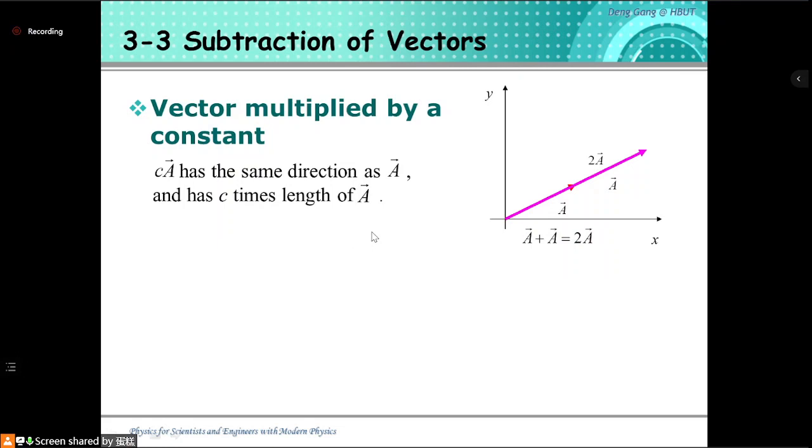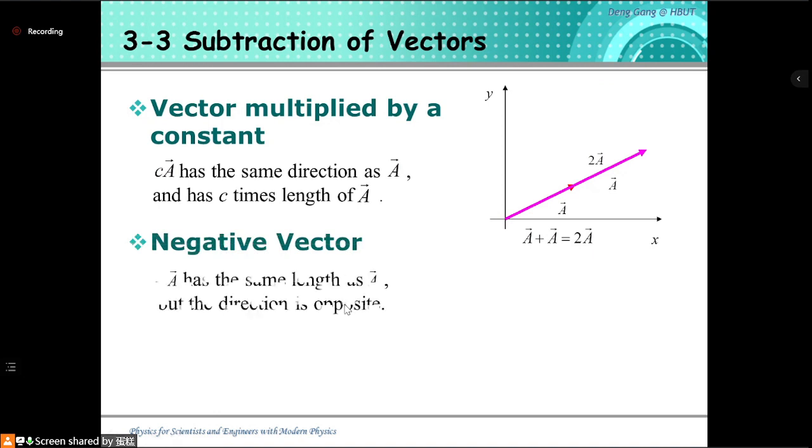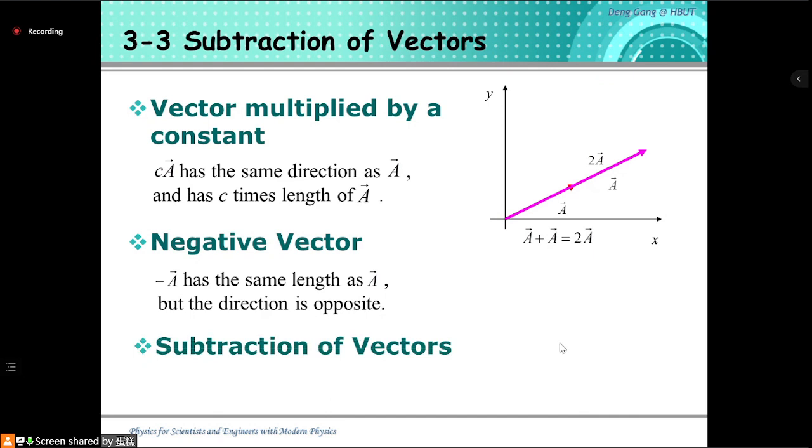And we can also define a negative vector. So what is minus A? Minus A has the same length as A, but the direction is opposite. So that's negative. If we have defined the negative vector like this, then the subtraction of vectors: A minus B should be equal to A plus minus B, right?